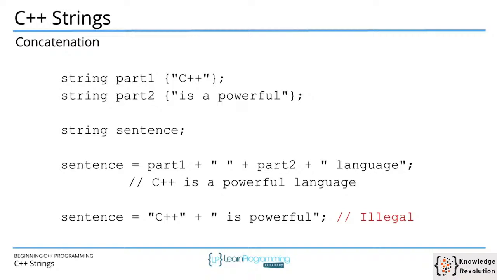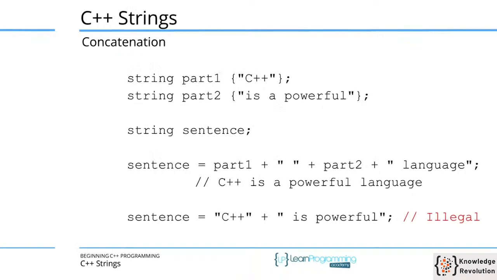Notice that the last example on the slide will not compile. This is because we have two C-style literals, and you can't concatenate C-style literals. It only works for C++ strings. A combination of C++ strings and C-style strings is okay though, as we saw in the previous assignments.